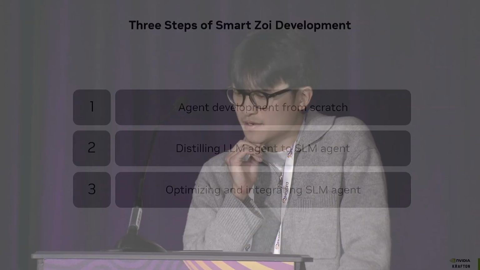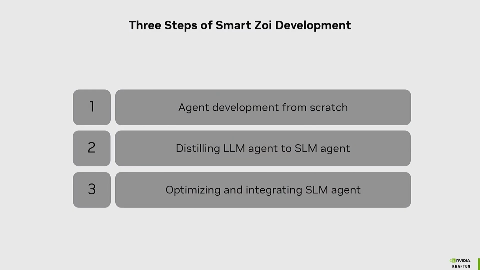Okay. Then you might wonder how we design and build Smart Joy. We had 3 steps of Smart Joy development. First, we have to develop an agent system from scratch, as I mentioned, to build a scalable and production-ready agent system for inZOI. That's the first step.